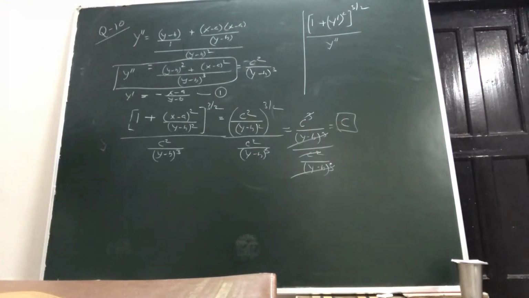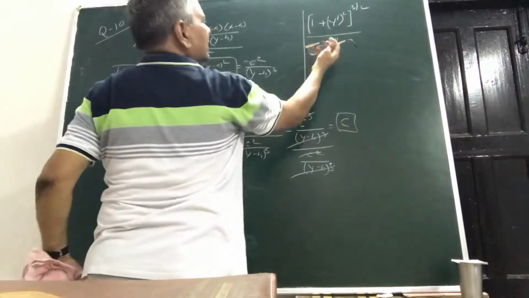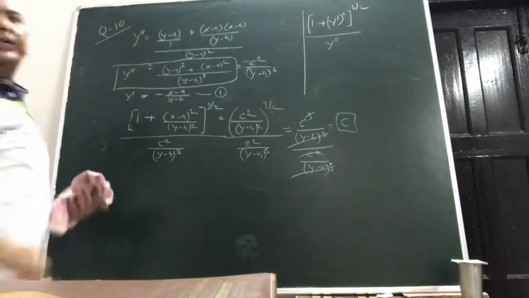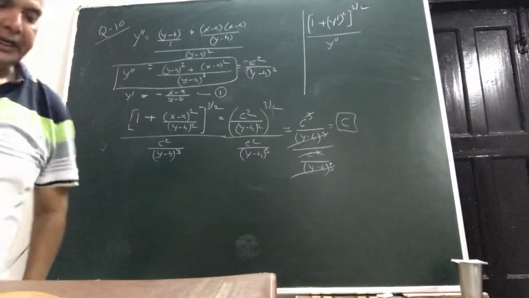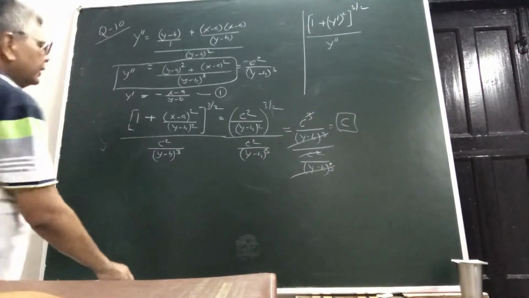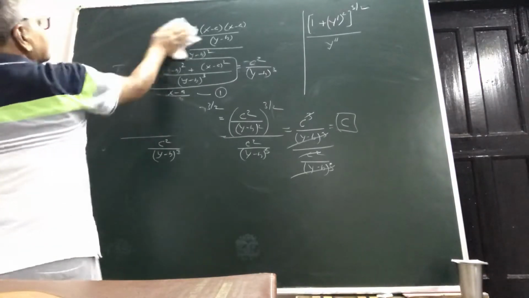And this proves your proposition that 1 plus y dash square raised to power 3 by 2 upon d2y upon dx square is independent of a and b. So this is how you can show it. Now, next question.